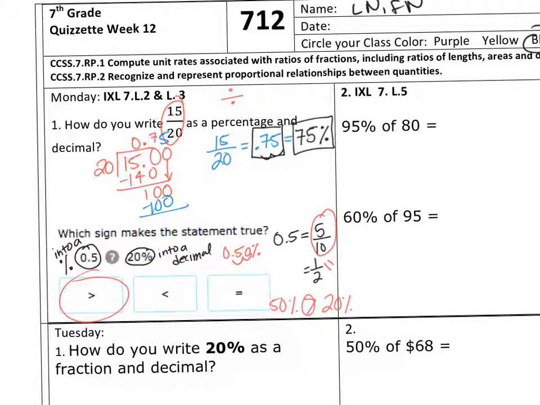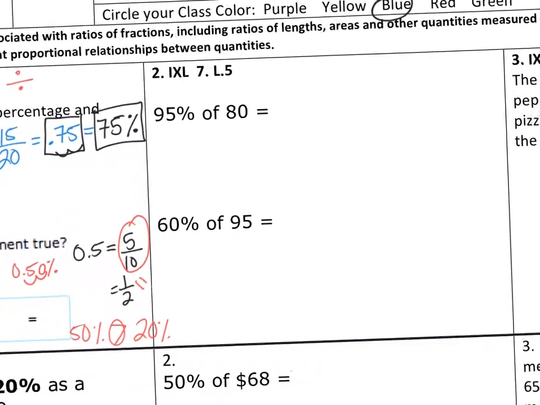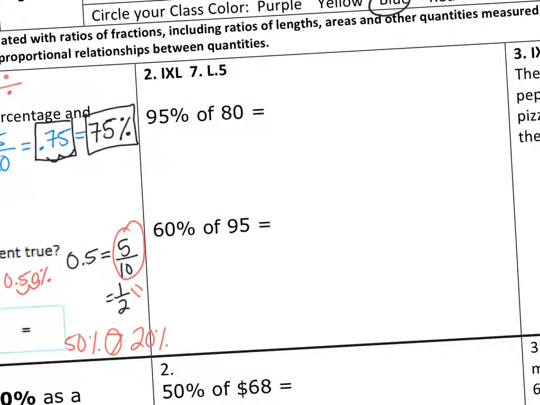Number 2, 95% of 80. In order to find this without using a calculator, we have to know how to convert our percentages into decimals. All right, so I already taught you, if you have a percentage, you just get a decimal place and move it 2 places to the left. So that's 0.95 of 80. You multiply those, and that tells you what 95% of 80 is. All right, so if we want to find the percentage of a number, of a quantity, we just multiply the decimal version of the percentage by the original number, and that tells us what 95% of 80 is.